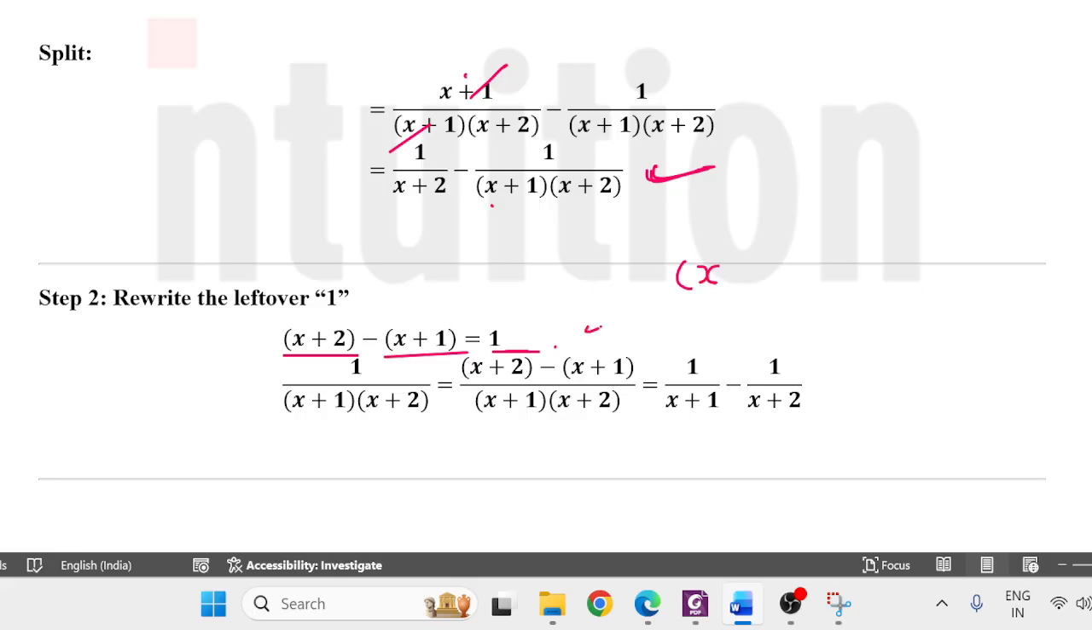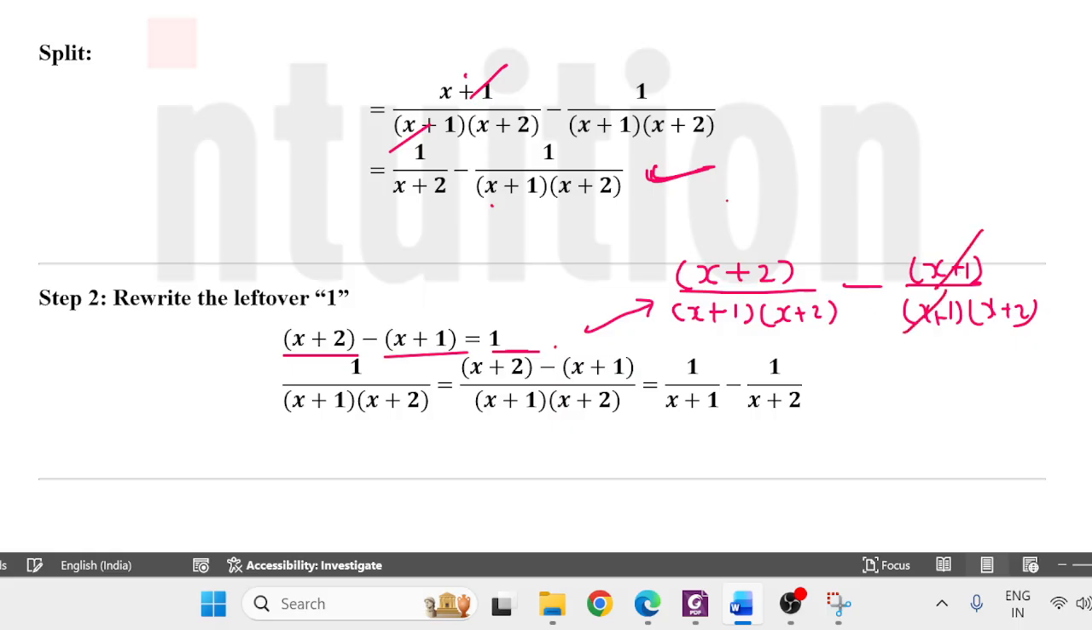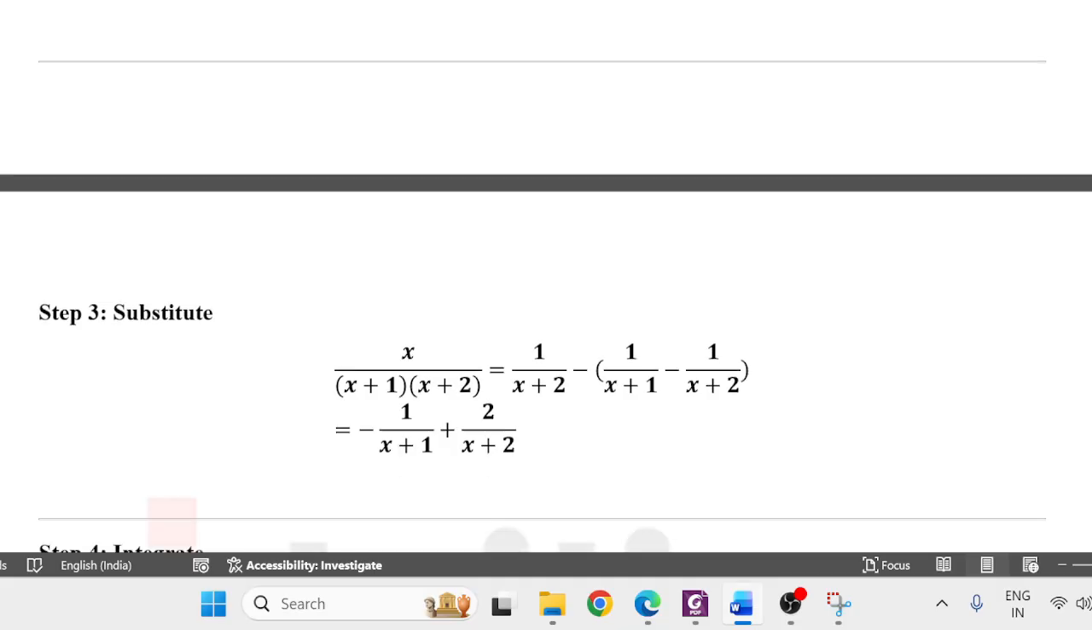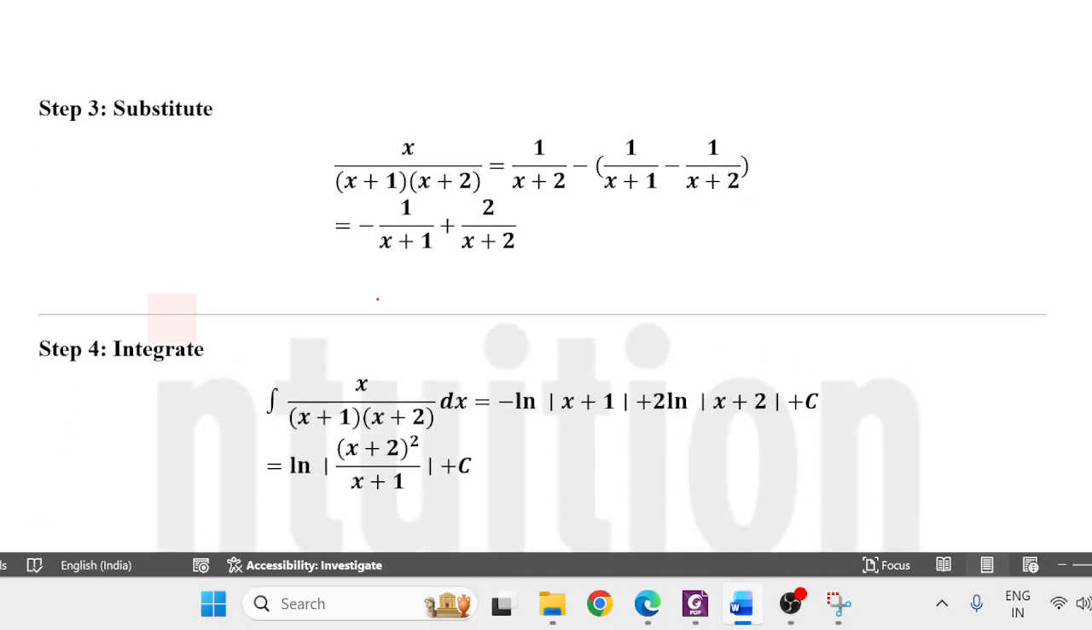Here again if I split it, I think you can easily understand. I'm writing this step so that you understand better. So x plus 2 into 1 by x plus 1 into x plus 2, minus x plus 1 into 1 by x plus 1 into x plus 2. So x plus 1 gets cancelled, x plus 2 gets cancelled. So it will be 1 by x plus 1 minus 1 by x plus 2. So we got this one. So we'll substitute in that.